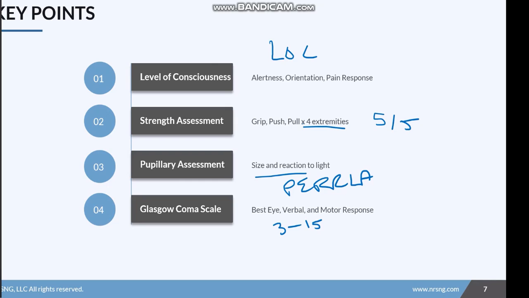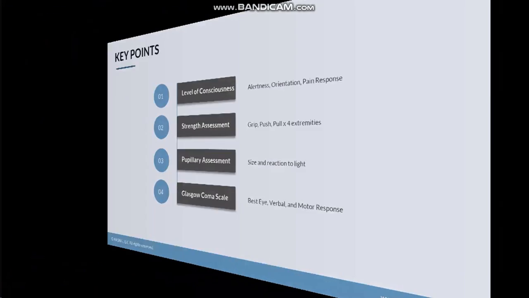So moral of the story is you can perform a lot of assessments concurrently. You can perform a lot of these things at the same time. You're gathering so much information just by looking at the patient when you walk in the room. So practice these assessments, find your rhythm, and you're going to be able to catch these neuro changes really quickly.